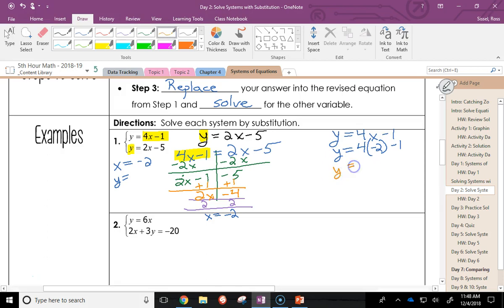y equals 4 times negative 2 is negative 8. And I still have my minus 1. y equals negative 8 minus 1. Careful with your integers. Right? Negative 9.